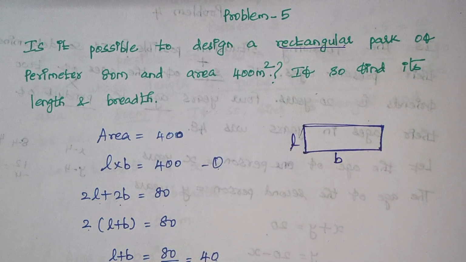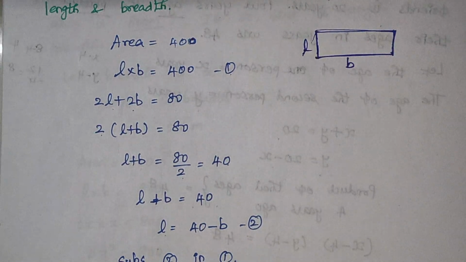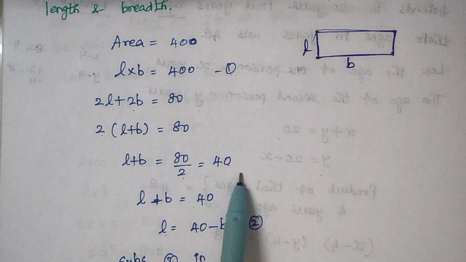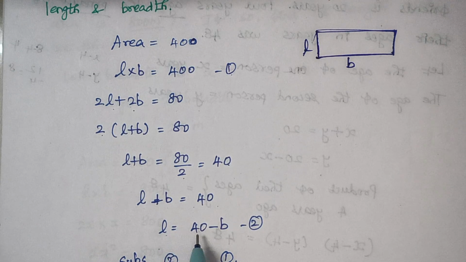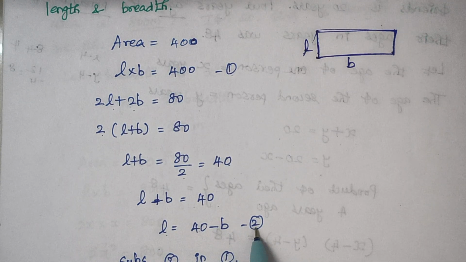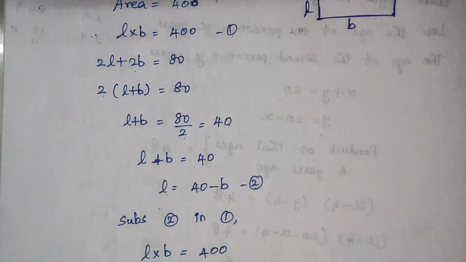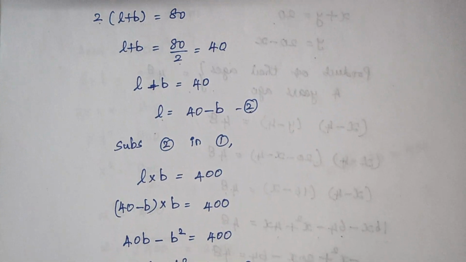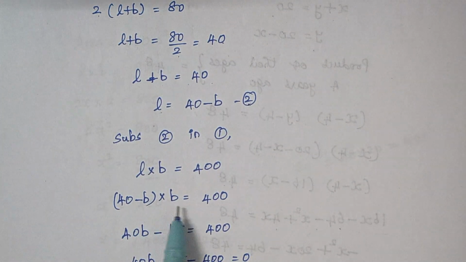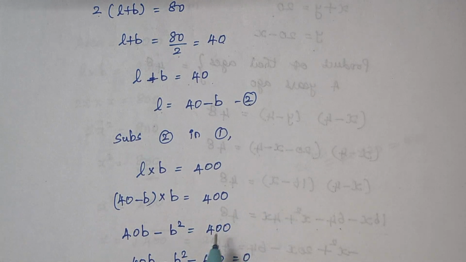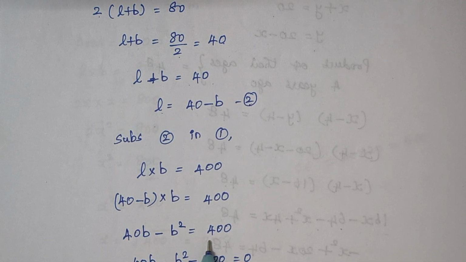Therefore, the value of L is given by 40 minus B. You see here L plus B is 40, and therefore L is written as 40 minus B. Name this as equation 2. Now we are going to substitute this in equation 1. Here L into B is equal to 400 and L is replaced by 40 minus B, into B equal to 400. So when you simplify, 40 into B, 40B minus B into B, minus B square is equal to 400.